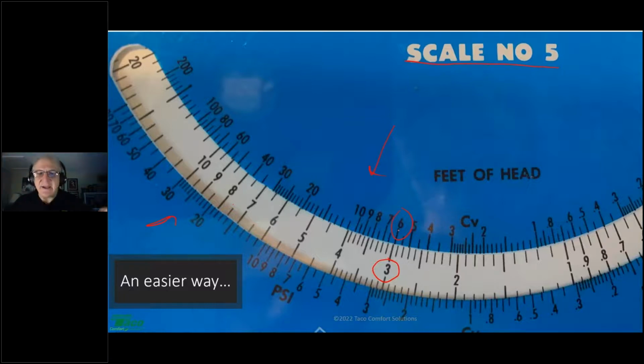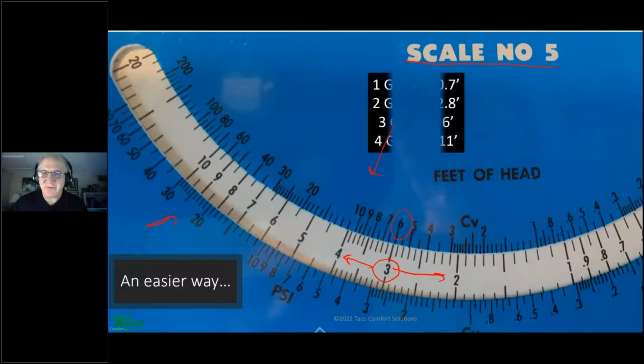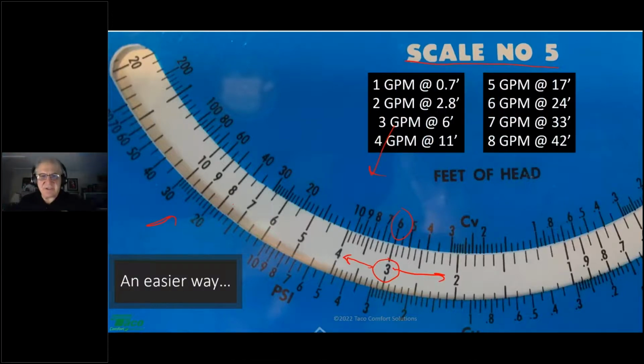Once I line that up, now I can go both to the right and to the left and find the head loss at different flow rates. So if I were to go to the left here: 3 gallons a minute, 6 feet of head. 2 gallons a minute, 2.8 feet of head. If I want to go all the way to 1 gallon a minute, 0.7 feet of head.